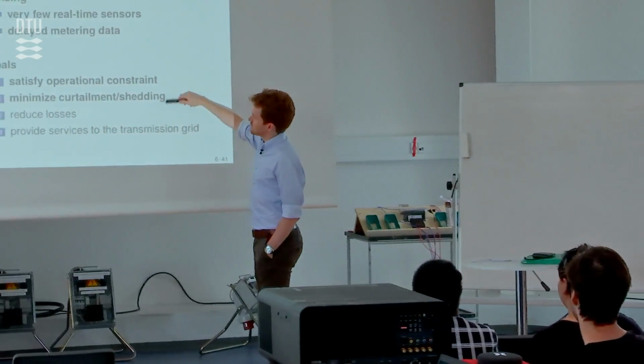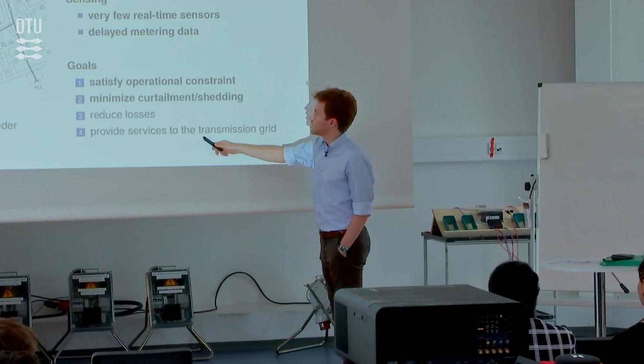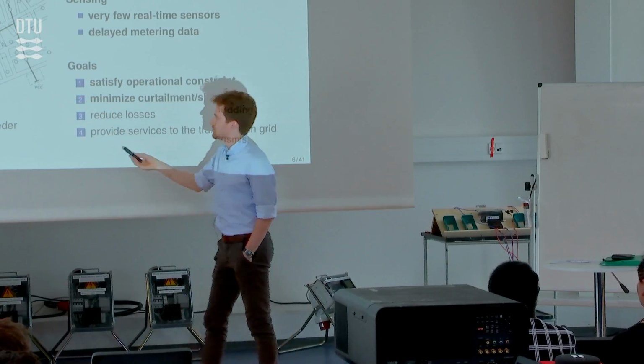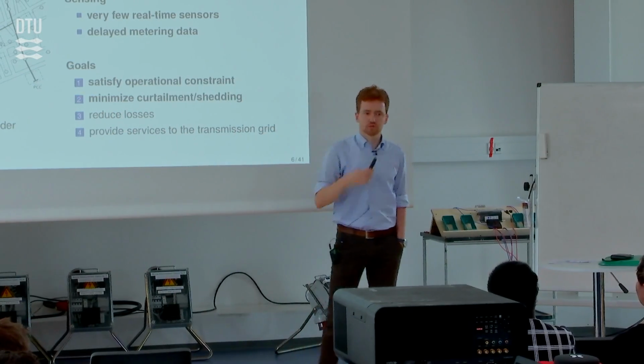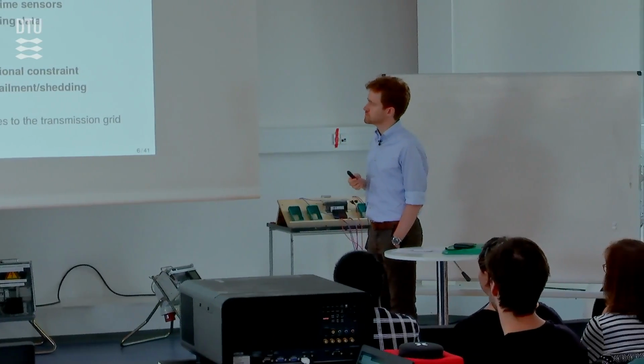And then if these are fine, then you also may think about reducing losses on the lines, or you may want to provide some services to the rest of the grid. For example, for frequency regulation, I want to decrease my total consumption. I want to increase my total consumption, and so on.